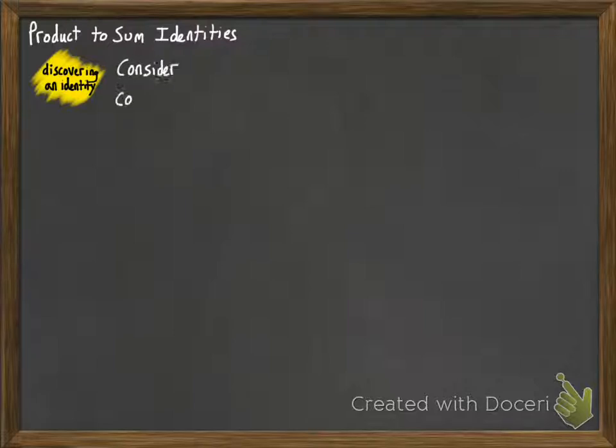Now if we consider the following two expressions, cosine of alpha minus beta and cosine of alpha plus beta, those two identities, the angle sum and difference identities for cosine, are very similar. And some kind of interesting things happen if we start to play around with those.